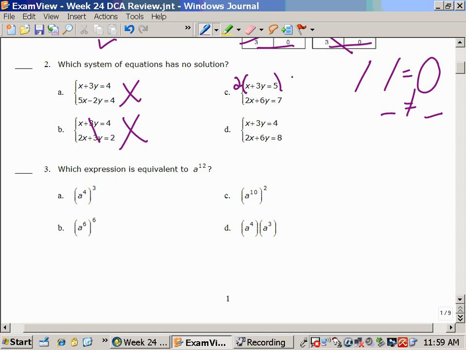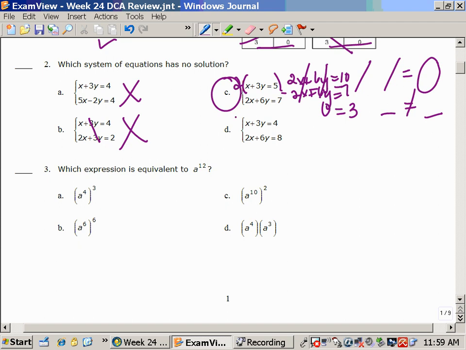All right, so let's try that. We have 2x plus 6y equals 10. 2x plus 6y equals 7. If I change all my signs on one of the rows, change and change, I get cancel, cancel. That gives me 0 equals 3. 0 does not equal 3, so it looks like C might be the answer. But I'm going to check the last one just to make sure.